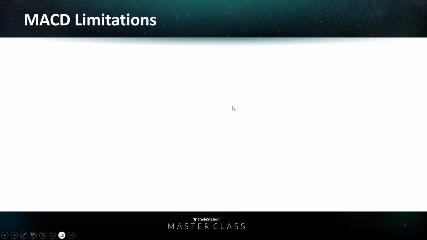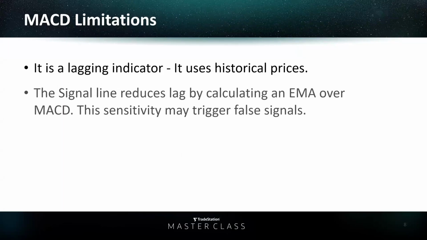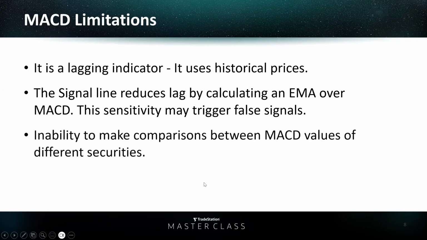And some of the limitations of the MACD before we go to momentum: it's a lagging indicator. It uses historical prices. We are using exponential moving averages to a certain extent. I'm not sure if you're familiar with the calculation, but exponential moving averages give a little bit more weight to recent data, so they're more sensitive to what's happening right now. So it does remove a little bit of the lag, but it's still a lagging indicator. And this sensitivity, of course, may work against you and trigger false signals because it's a little bit more sensitive.